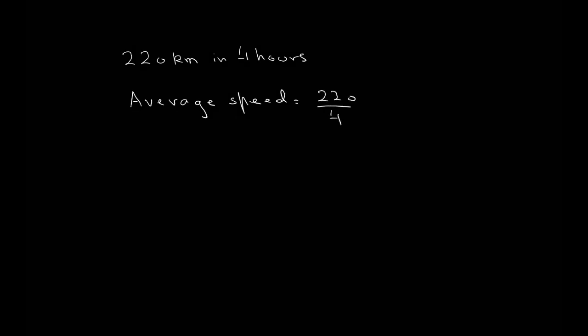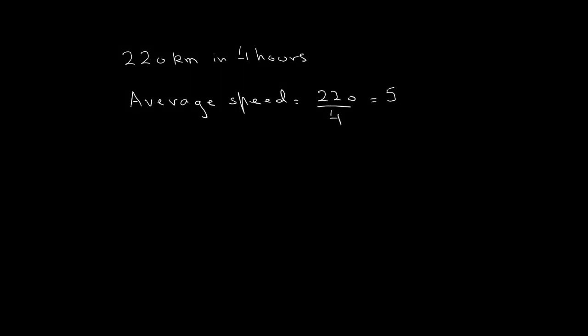So let's do a few problems regarding speed. So a bus travels 220 kilometers in 4 hours. Okay, so we want to find out the average speed. So clearly the average speed is going to be the total distance, which is 220 kilometers, divided by 4. So it's going to be 55 kilometers per hour.